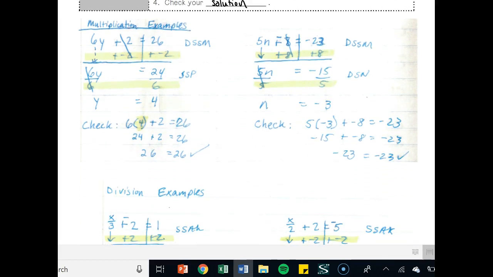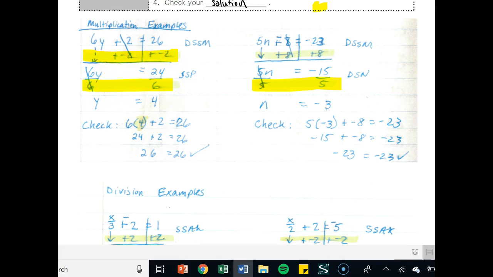Look at some multiplication examples here. I want you to notice something specifically with what I've highlighted. You'll notice, and this is why you have highlighters in your baskets, I'm highlighting every single time I am doing a step, right? So this is your first step where you're moving the constant. This is your second step where you're dividing by the coefficient in this case, right?